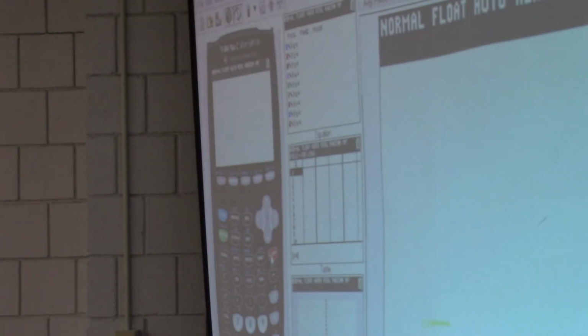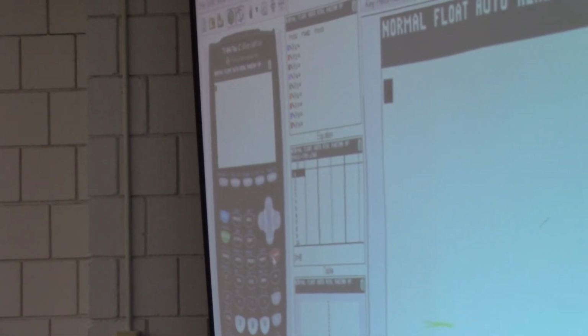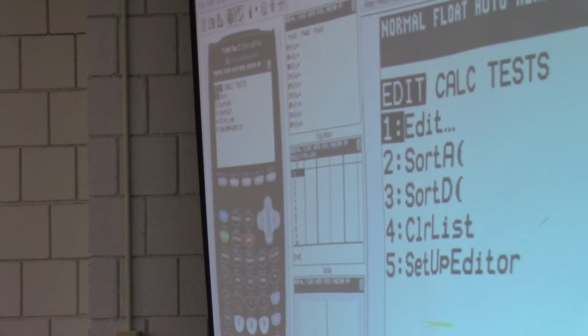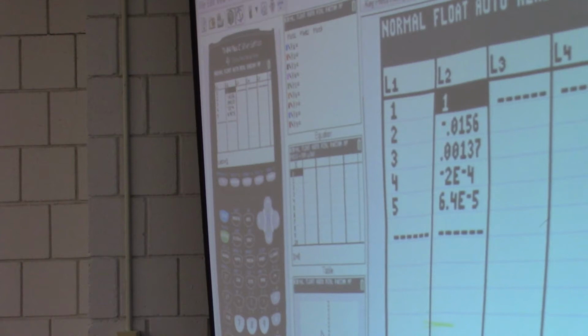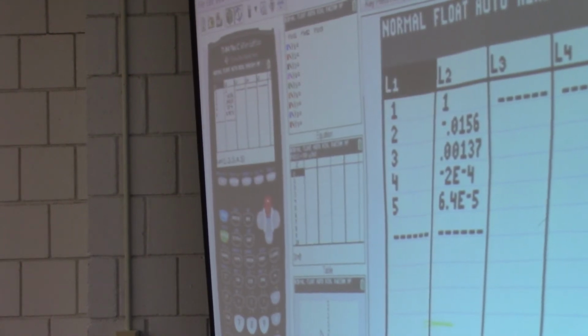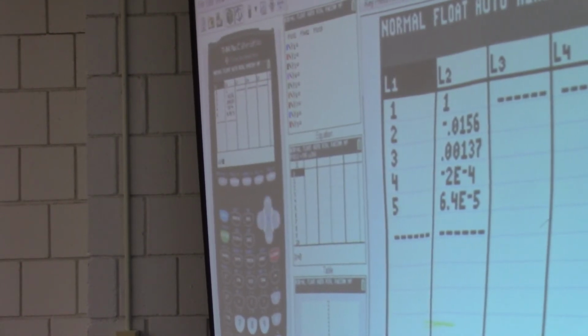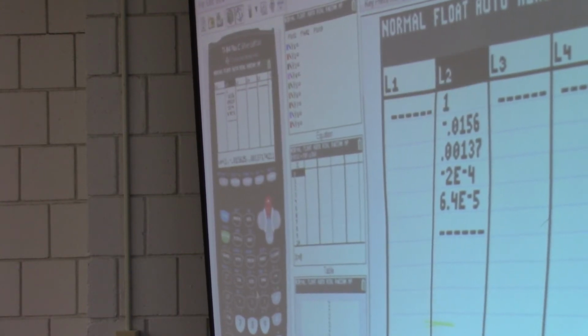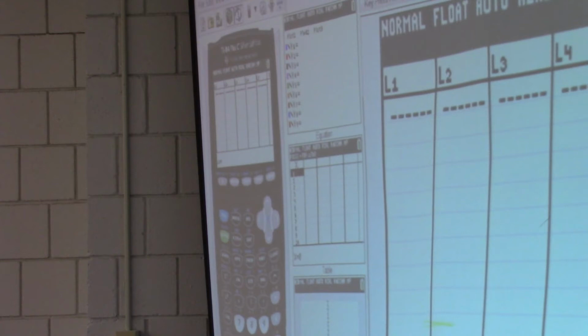And I'll hit the lights. Clear. Clear screen. Let's do it again. I'm going to go to Stat Edit. Stat. Actually, I just did Enter. So Stat Enter. Up arrow, I'm going to hit Clear. Enter. Up arrow, hit Clear. Enter.